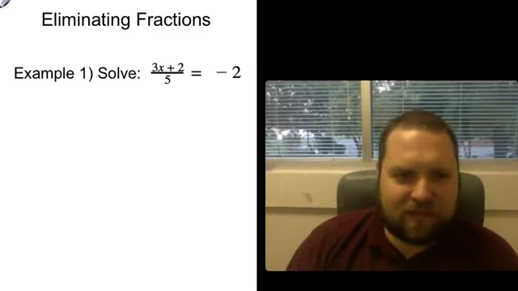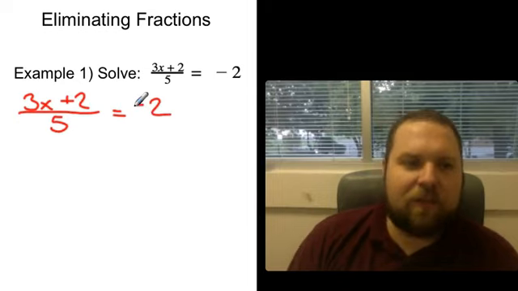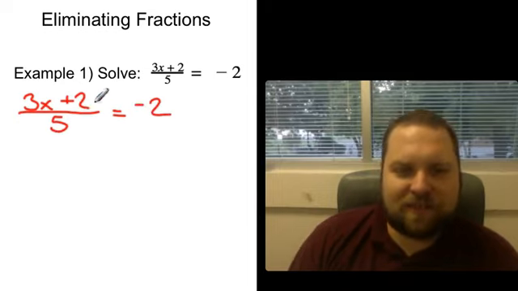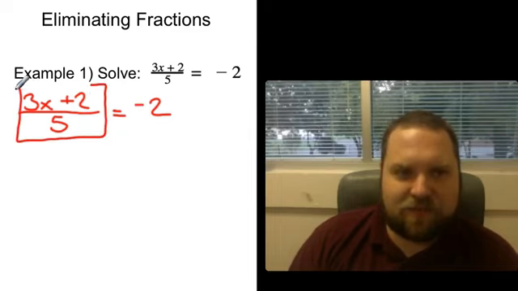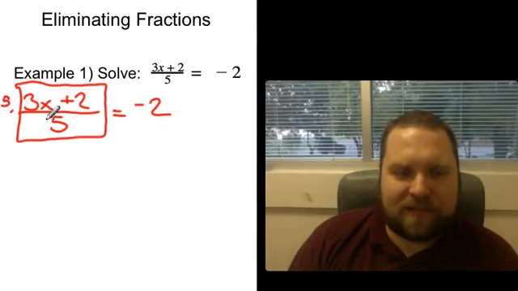We have here the equation (3x + 2) over 5 equals -2. And we want to simplify this, get it down to where we can do something with it, hopefully turn it into a two-step equation. And what we see is that on the left side of the equation, we've got an expression that is just a fraction. When this happens, if we multiply both sides by the denominator, what's on bottom of the fraction will disappear. And here's why.